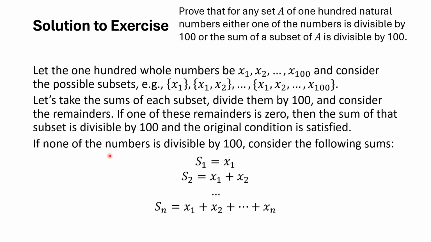So let's say that's not the case. If none of the numbers are divisible by 100, let's consider the following sums. We'll call S1 just equal to x sub 1, and then S2 equal to x1 plus x sub 2, and then we just continue for all the members of the set. So we would have 100 of these partial sums where you start with the first one, then the first 2, then the first 3, and so on. All right, let's continue that on the next slide.